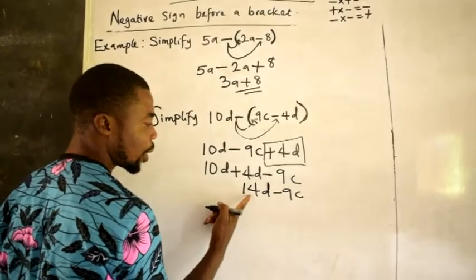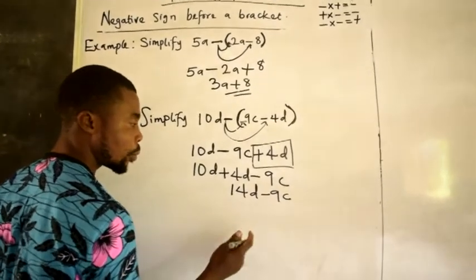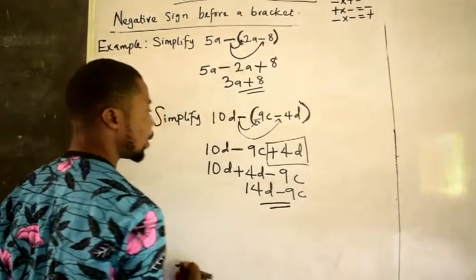You cannot subtract 14d minus 9c. It is impossible. This is c, this is d. This is the final answer.